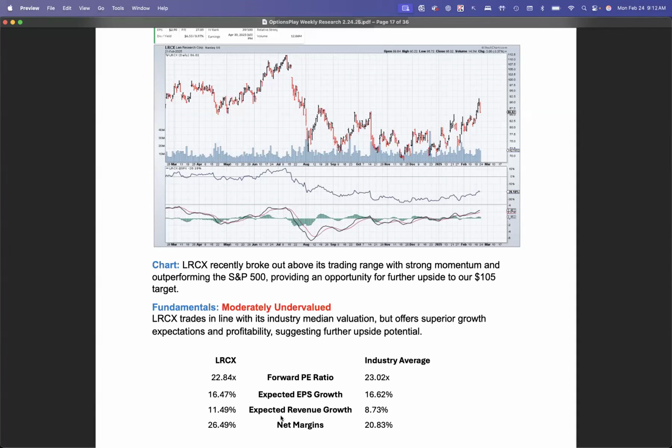But if you look at growth expectations, you're talking about growth that's basically in line with the industry, but margins that exceed its industry. So for those reasons, I think Lam Research should be trading at a valuation that's at a slight premium to its industry, and that would equate to an upside target of just a little over $100 or so. 105 to the upside is our upside target for Lam Research.